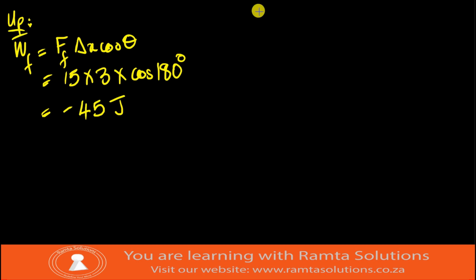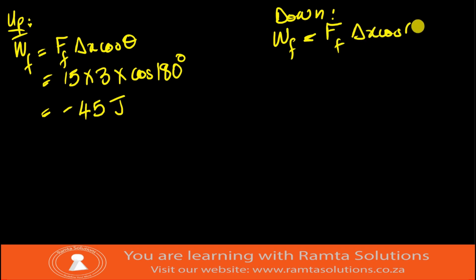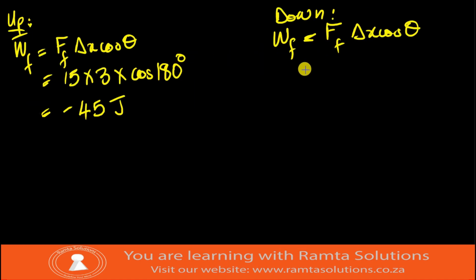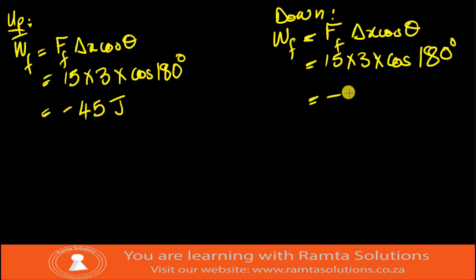Now check when the object goes down. When the object goes down the ramp, again W sub F is equal to F sub F delta x cos theta. When the object moves down the ramp, friction will be in the opposite direction. So it's still 15 times 3 times cos 180 degrees. So this is negative 45 joules.